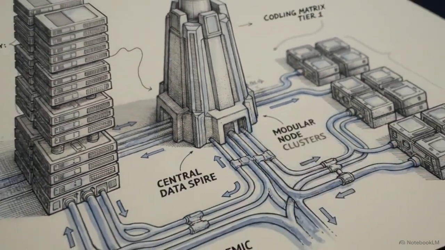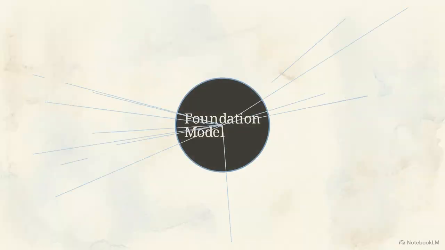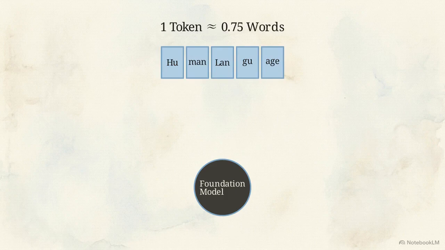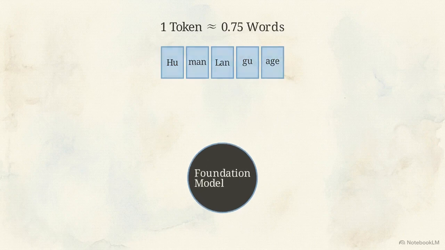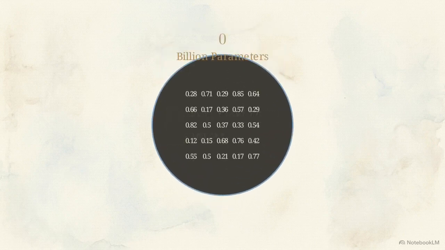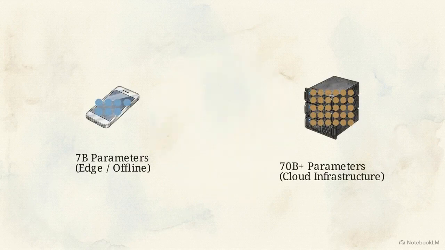robust, multi-step enterprise solutions. The baseline of our stack is the foundation model, a large pre-trained model that serves as a reasoning engine. When text enters the system, the model breaks it down into tokens. In English, one token represents roughly 3/4 of a word. The model's capacity to store and apply knowledge is determined by its parameters.